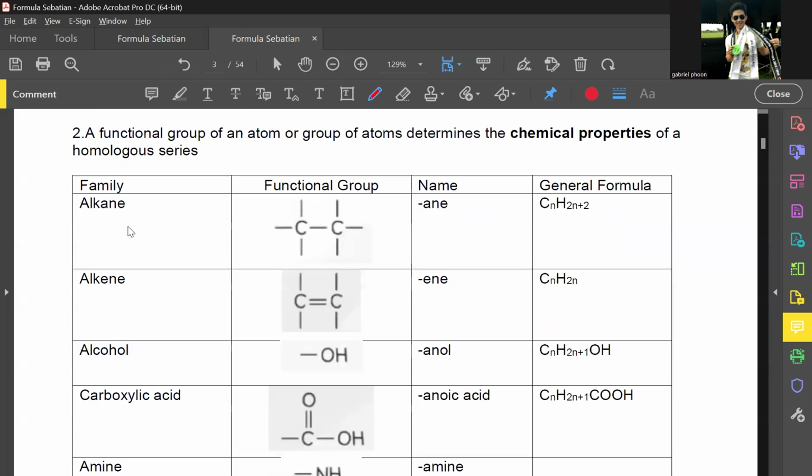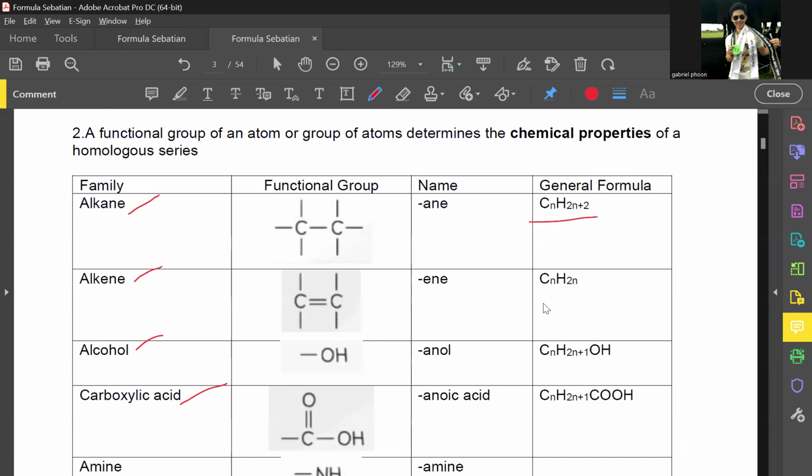Then after that, we also learned about the homologous series, guys, which I've mentioned here. We'll be focusing on these 4 first, for now: alkane, alkene, alcohol, and carboxylic acid. Alkanes are usually saturated. They contain only single bonds. Alkenes are unsaturated. They have double bonds, guys.